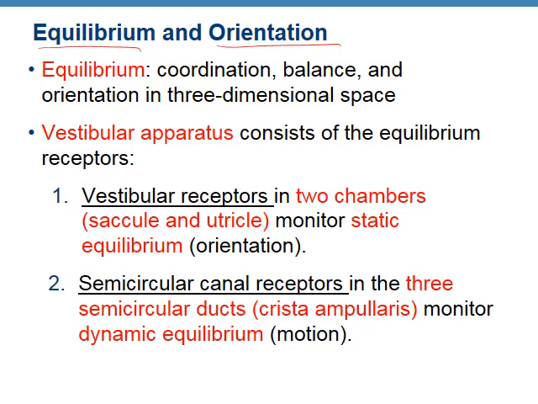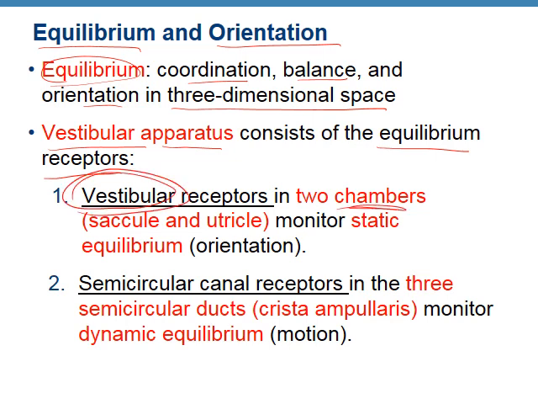Now we can talk about equilibrium and orientation. So equilibrium is coordination, balance, basically where you are in space and time, so three-dimensionally. The vestibular apparatus consists of the equilibrium receptors. In the vestibule, we're going to have two chambers, the saccule and utricle, and these monitor static equilibrium, orientation.